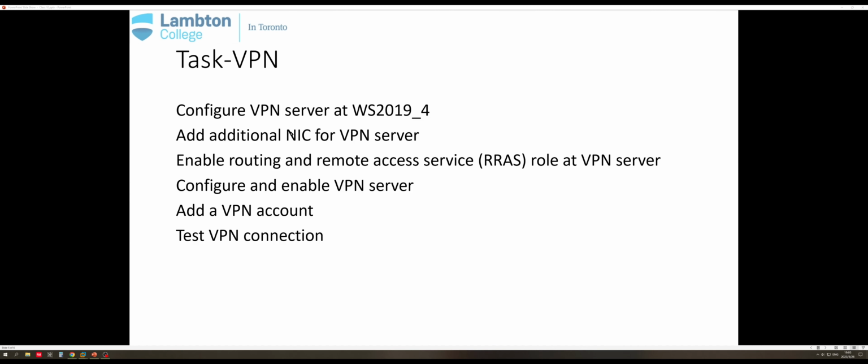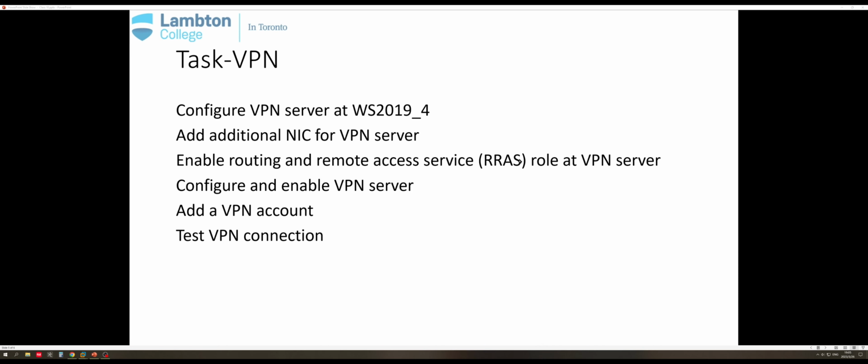For the VPN, we're gonna do the configuration for the VPN server at machine number 4. And then we're gonna need to add another NIC for this VPN server. Like I said, one for internal, one for external. And we try to enable the Routing and Remote Access Service. We call that RRAS. This is a role.